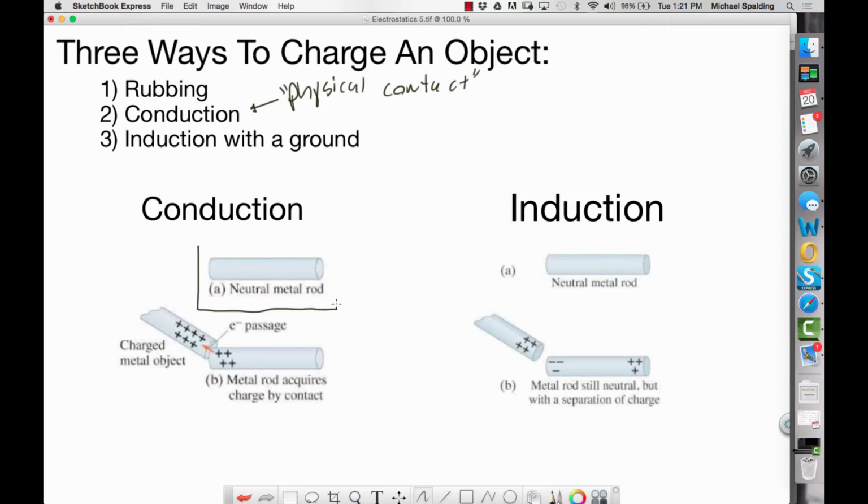Okay, so conduction. So here we have a neutral metal rod. Now we have this charged rod. If this charged rod is brought in and touches the neutral rod, if you bring a positive rod to the neutral rod, which way are electrons going to move? When this contact is made right here, are the electrons going to move from the positive rod down into the neutral rod? Or will electrons move from the neutral rod up into the positive rod? What do you think?